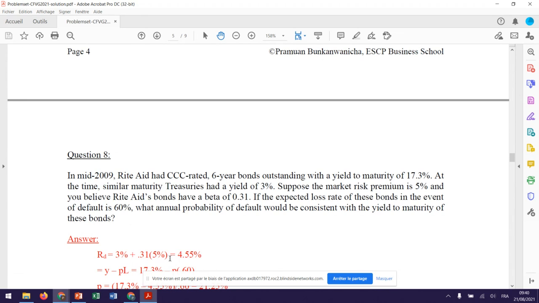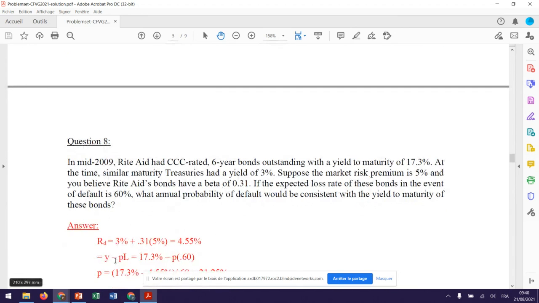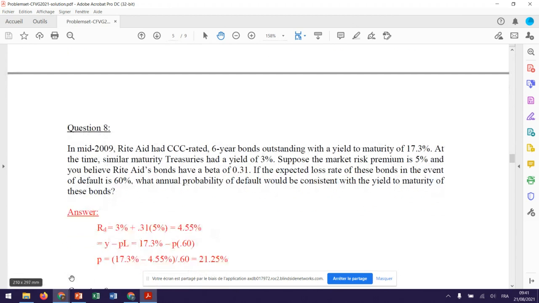So I know that the RD equals 4.55%, which should be equal to Y minus PL because they asked this one. So therefore, 4.55% equals 17.3% minus P multiplied by 60%. So I'm going to have P equal to 21.25%. 21.25% represents the probability of default of the triple C rated bond.